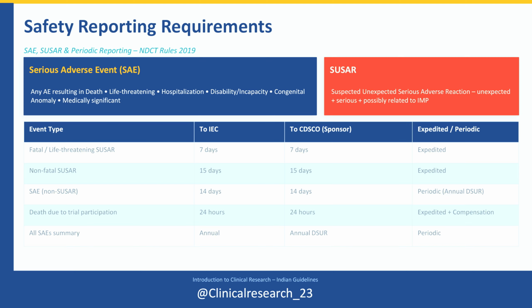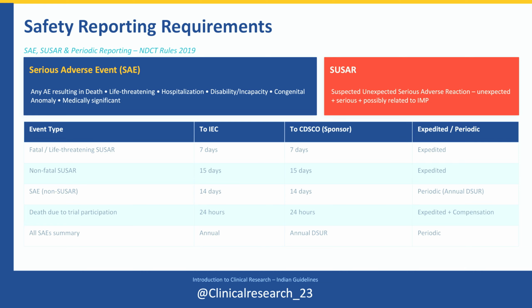Now, it's important to understand what SUSARs are. These are suspected unexpected serious adverse reactions, meaning they are unexpected, serious, and possibly related to the investigational product. Examples include any adverse event resulting in death, life-threatening situations, hospitalization, disability, congenital anomalies, or medically significant conditions.